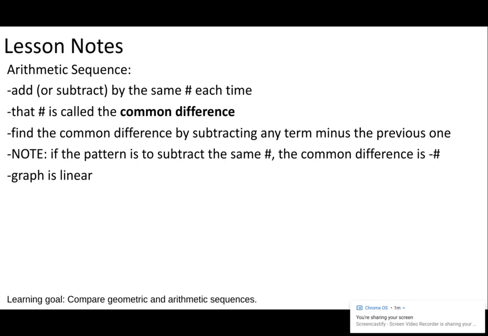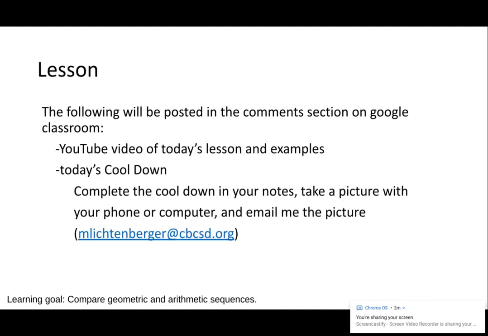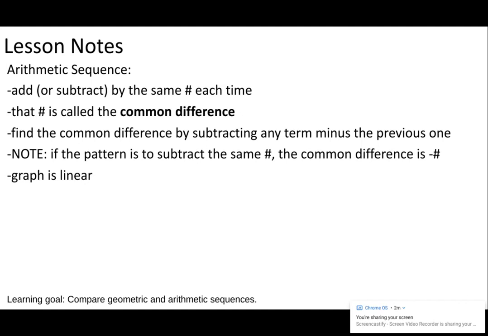And then lastly, in a geometric sequence, we talked about yesterday that the graph is exponential in nature. It's an exponential curve, whereas an arithmetic sequence is linear. The graph is linear in nature. Linear, again, meaning straight line. Okay, so those are the lesson notes.